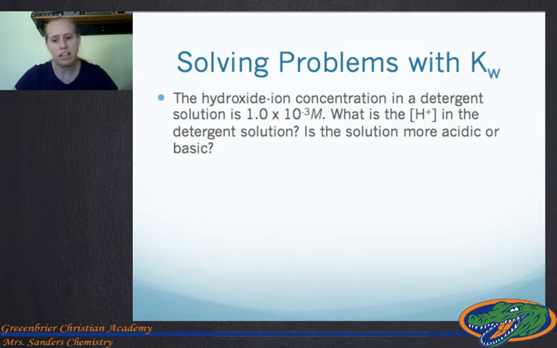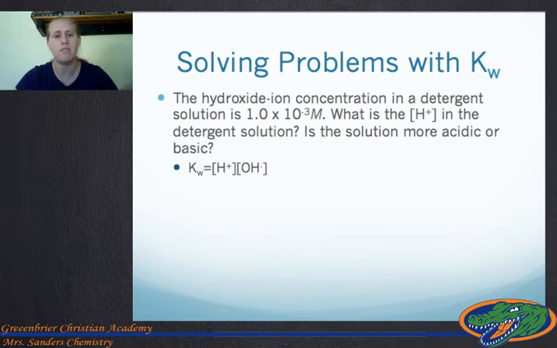The hydroxide ion concentration in a detergent solution is 1.0 times 10 to the negative 3 molar. What is the hydrogen molar concentration in the detergent solution? Is the solution more acidic or more basic? So the first thing you want to do is write down the equation that we're going to be using, which is Kw equals bracket H plus times bracket OH negative.